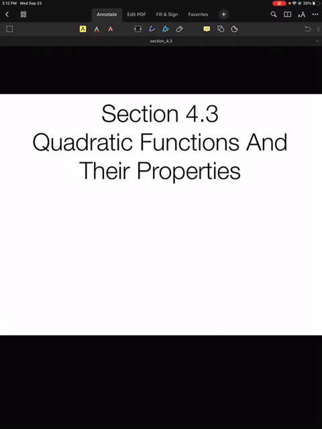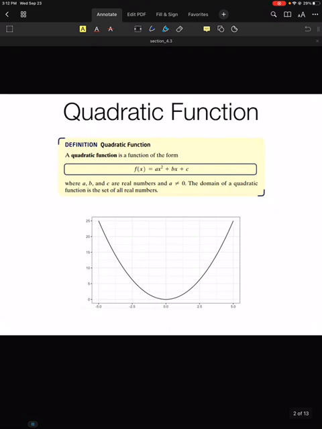But now we're talking about quadratic functions. We don't necessarily need to set that equal to something. We're just looking at how that function behaves, okay, and their properties. So, definition, a quadratic function is a function of the form f of x is equal to ax squared plus bx plus c. A, b, and c are real numbers, and a isn't equal to 0. If it is, then there's no x squared term, and then we're dealing with linear functions, not quadratic functions.